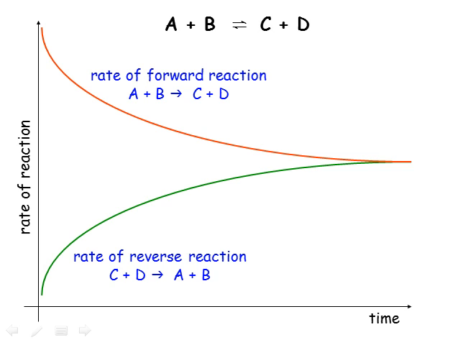Eventually, the rate of the forward reaction will have decreased and the rate of the reverse reaction will have increased to the point where the rates are the same. An equilibrium has been reached.